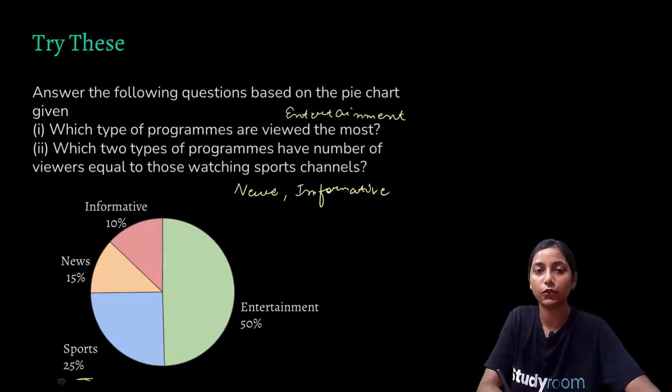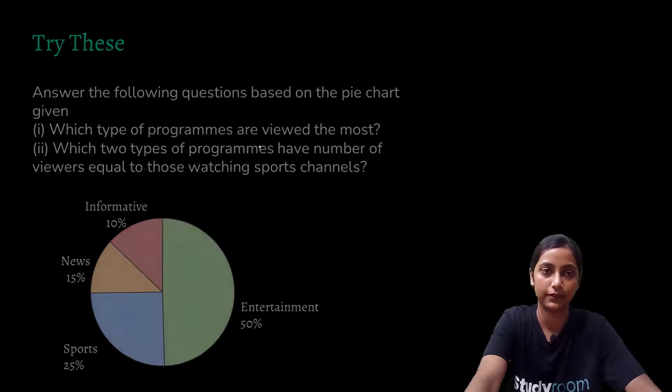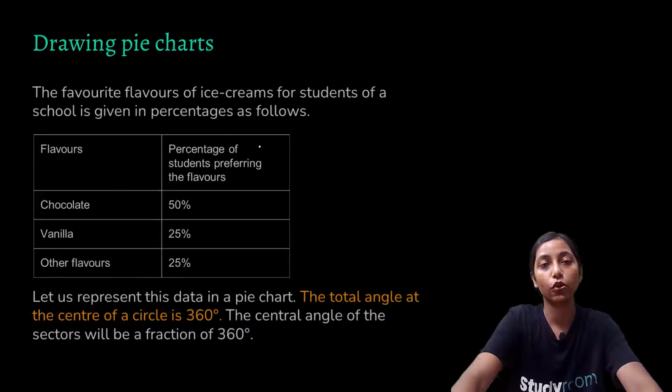That is 25%. So the answer for this part is news and informative. Next, we have how to draw the pie charts.